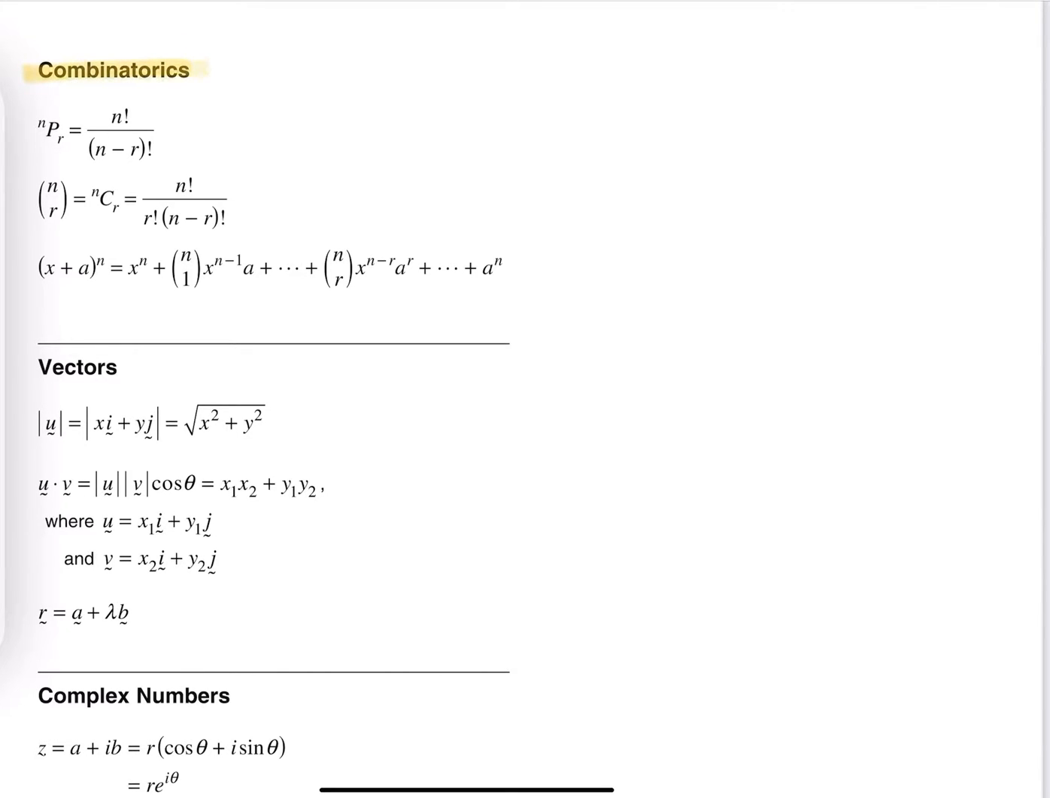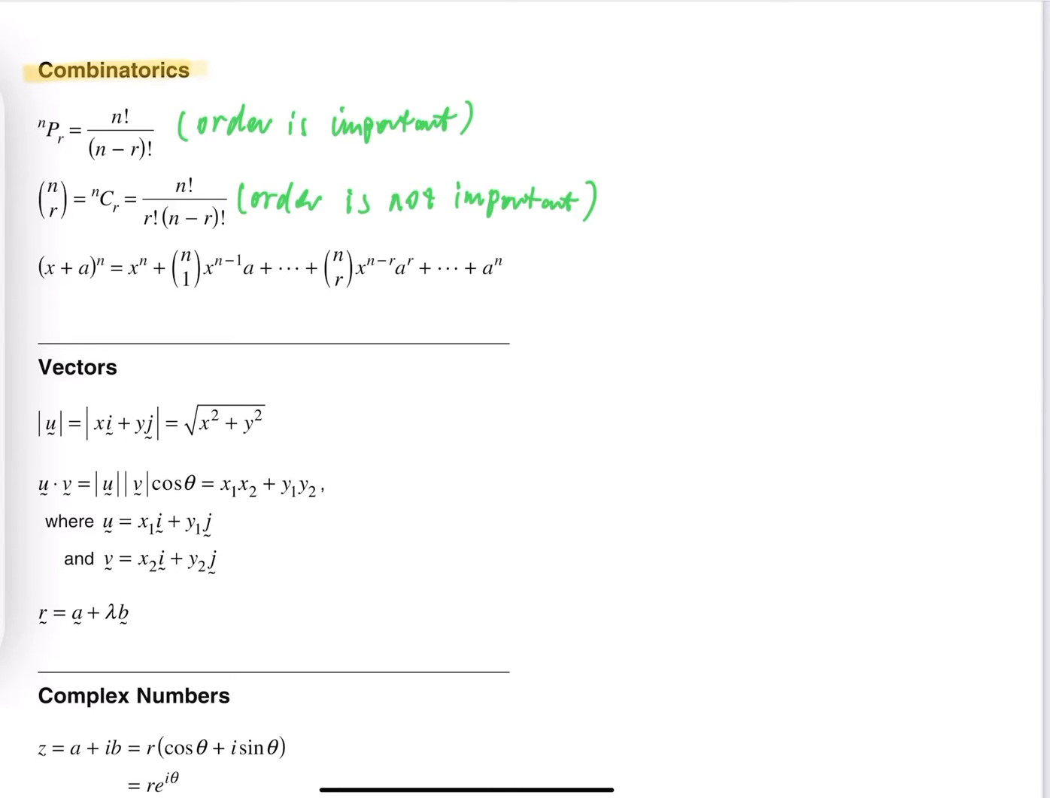So yellow highlight. nPr and nCr are talking about the number of ways of selecting r elements from n elements. So what's the difference? The first one, nPr, is when you select them, you also order them, so order is important. And nCr is when you select them, order is not important, which means you just select them as a bundle of elements. So don't order them.